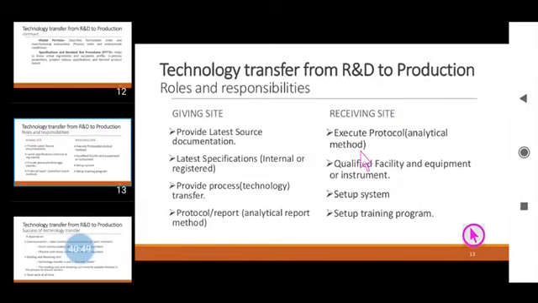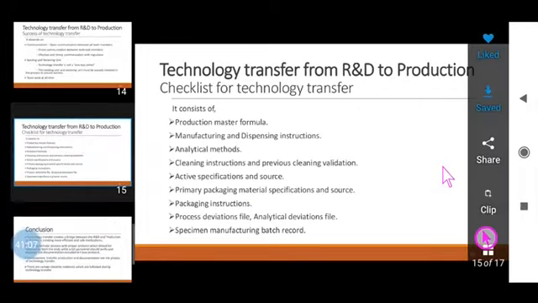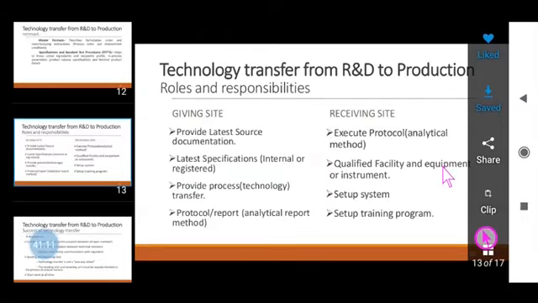Then the receiving side: execute protocol, that is analytical method. Then qualified facility and equipment or instrument. Then set up system and set up training program. This is as good as the checklist for the giving side and the receiving side. According to this checklist, all the things must be done for the successful technology transfer.